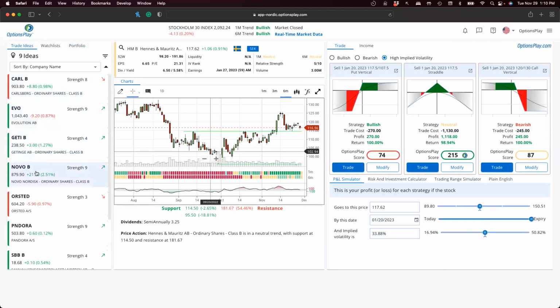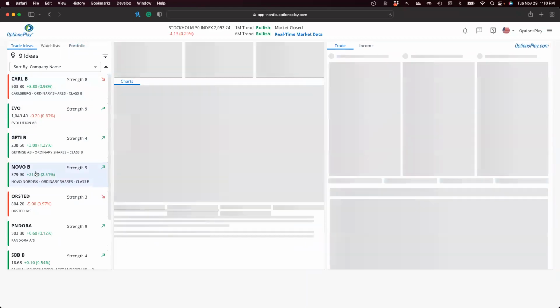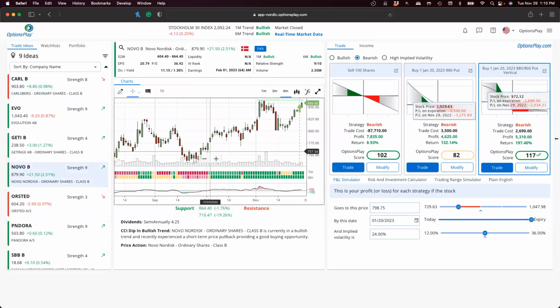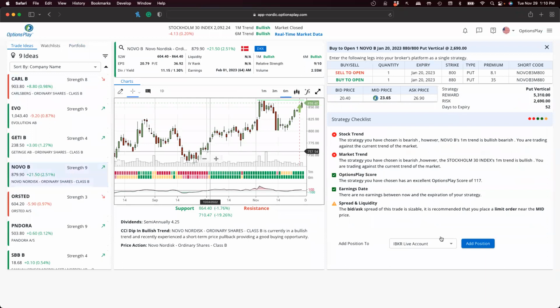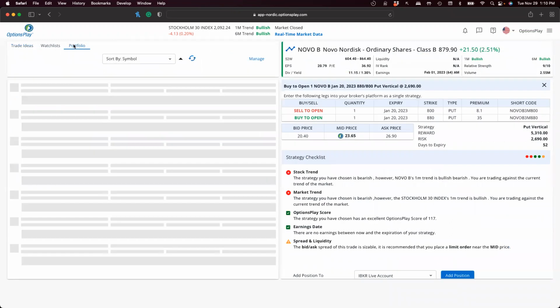So let's say I'm looking at this Novo Nordisk trade from before, right? And I'm bearish on this, and I'm looking at buying a debit spread, and I've never done a debit spread before. I can click on the trade button, put it in my paper trading portfolio, and I can add it to my position and see it in my portfolio.